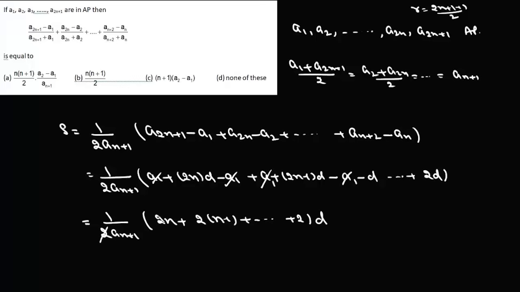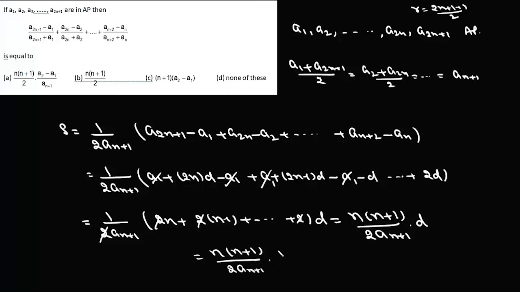Now we can cancel this 2. Now this is nothing but the sum of the first n natural numbers. So it is n(n plus 1)/(2a(n plus 1)) into d, where d is the common difference. So we can write this as n(n plus 1)/(2a(n plus 1)) into (a2 minus a1), and that's your option A.